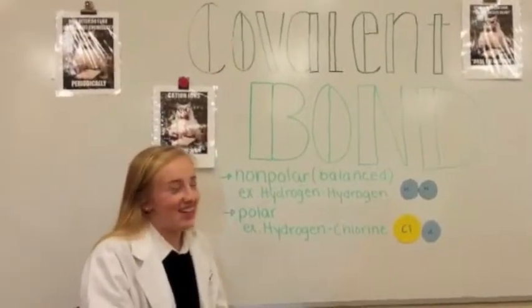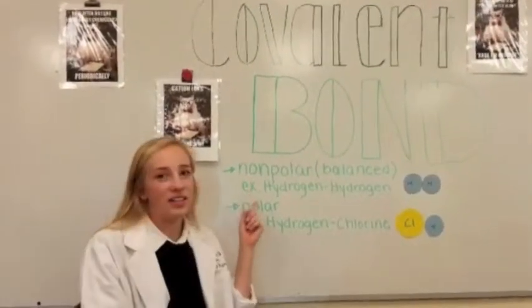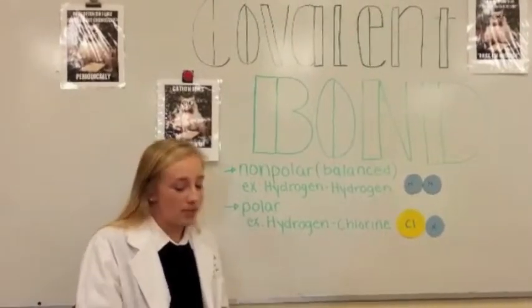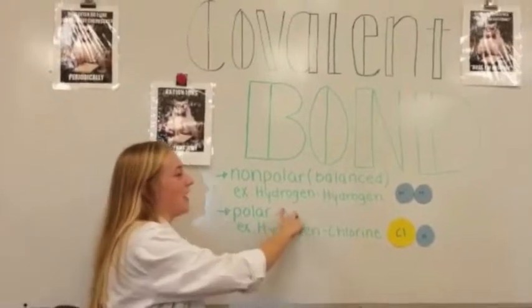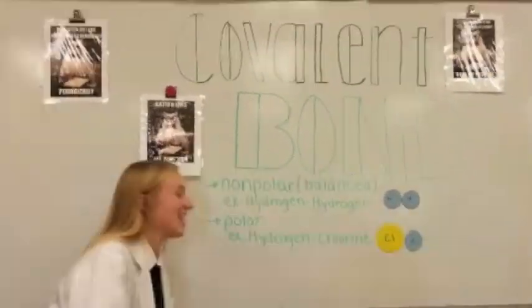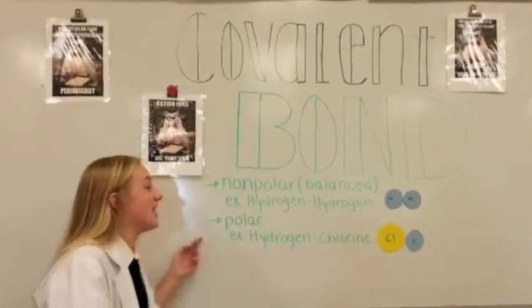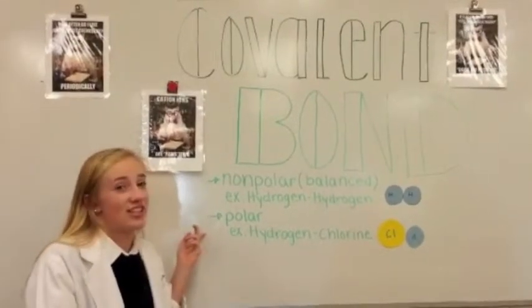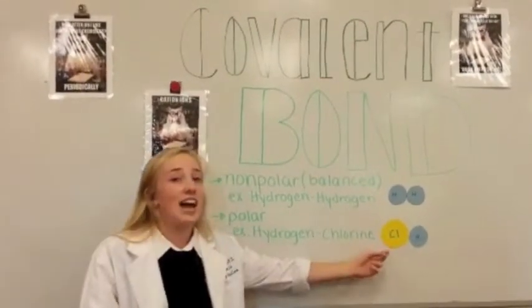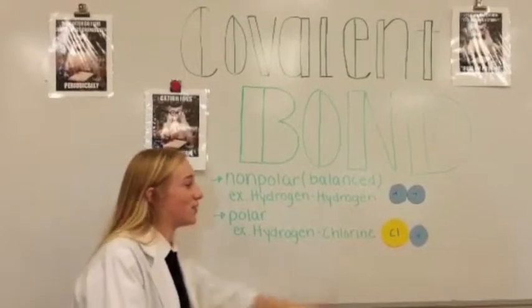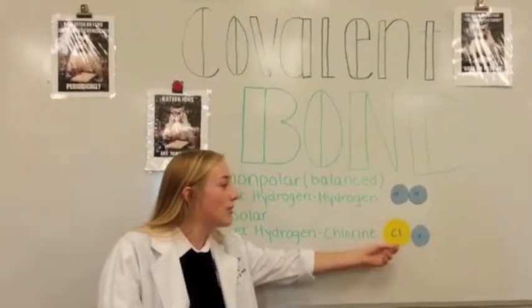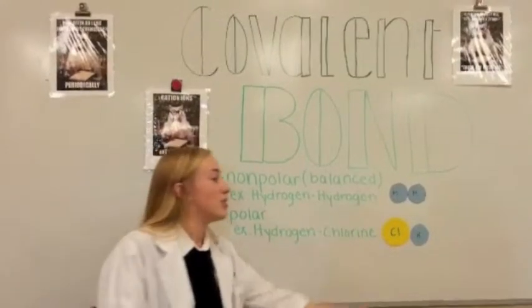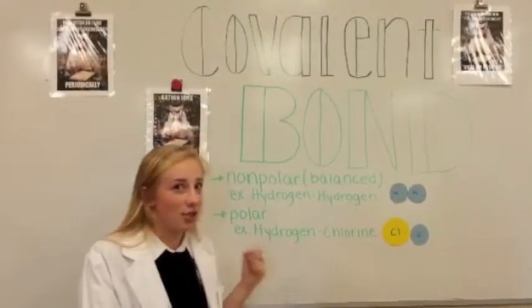So, like Madison said, in a nonpolar covalent bond, the electrons are shared equally because both atoms have the same electronegativity. An example of this would be a hydrogen bond, like here. In a polar covalent bond, the electron is not shared equally because one atom has a higher electronegativity. An example of this would be a chlorine-hydrogen bond. The chlorine has a higher electronegativity, so it's going to be pulling on that shared electron a little bit harder.